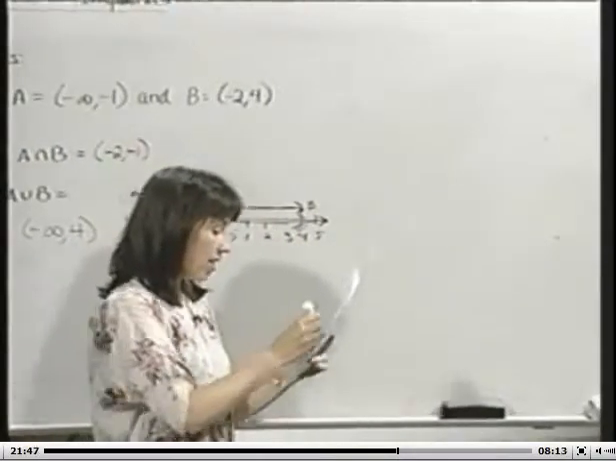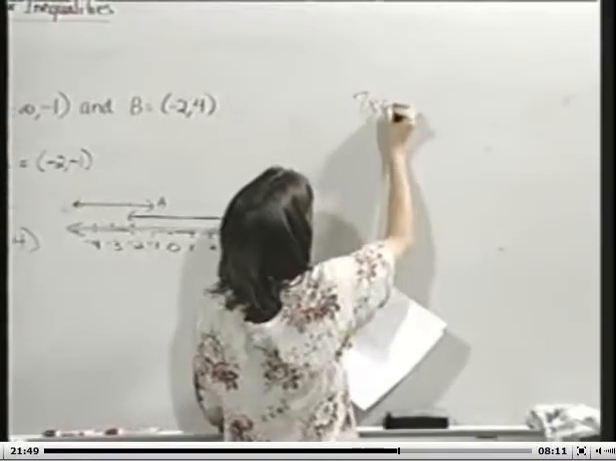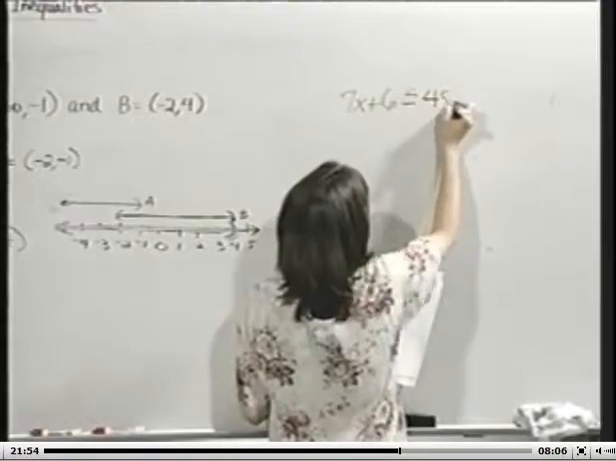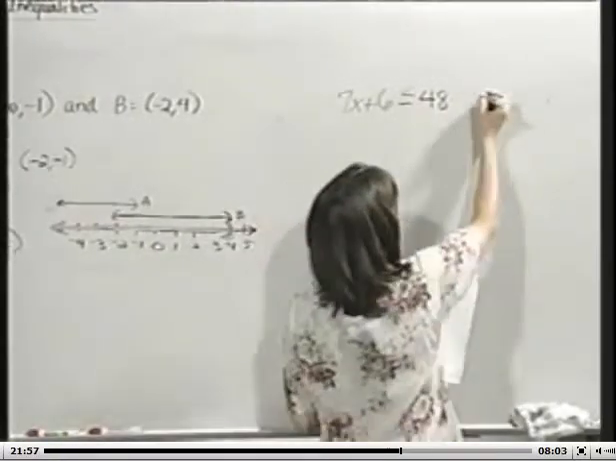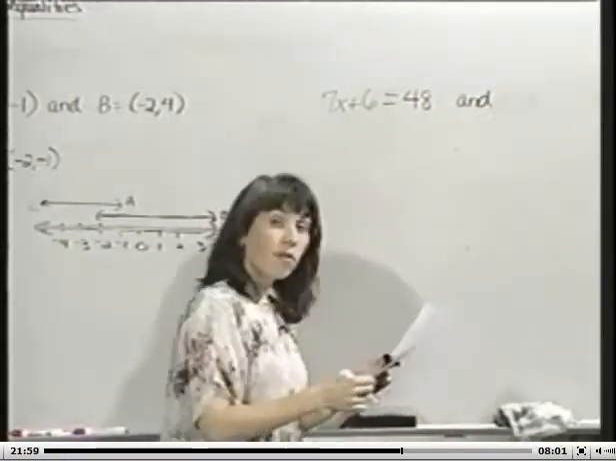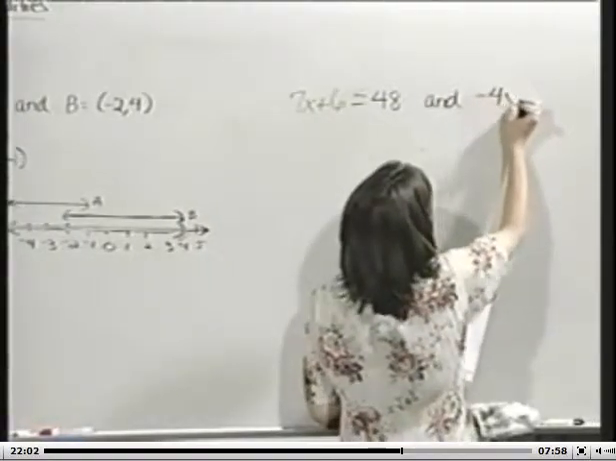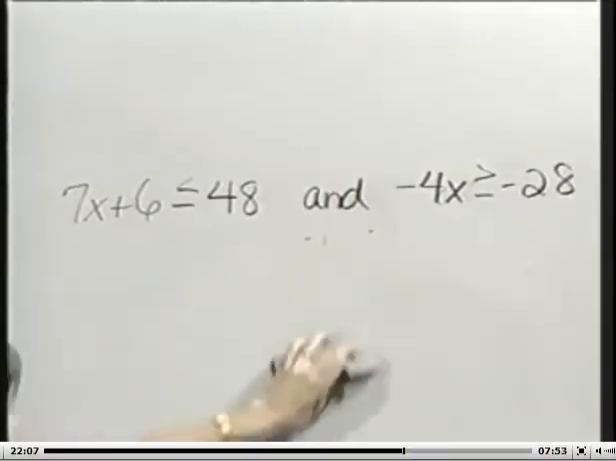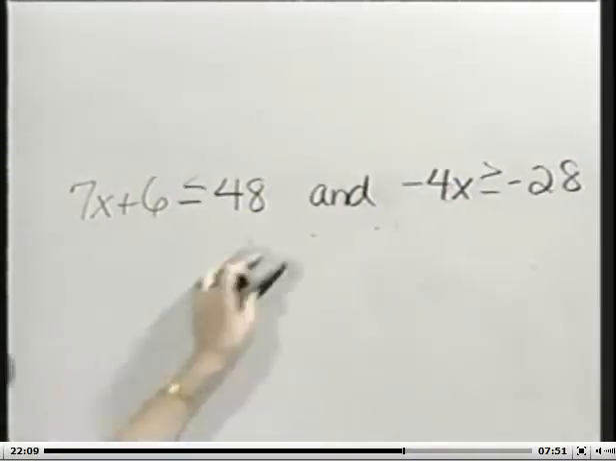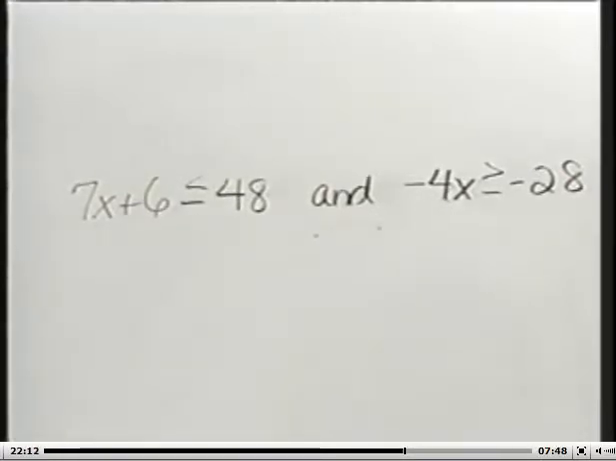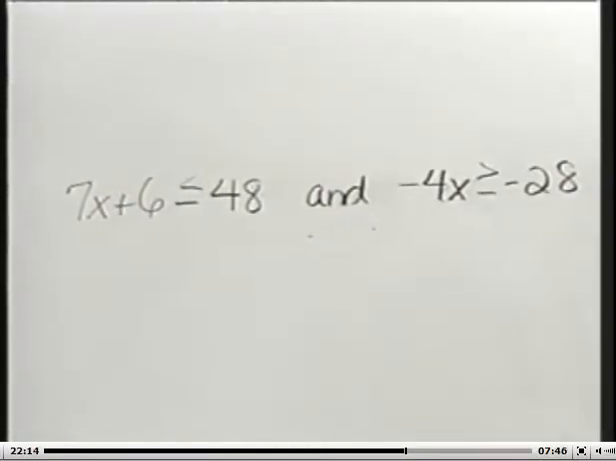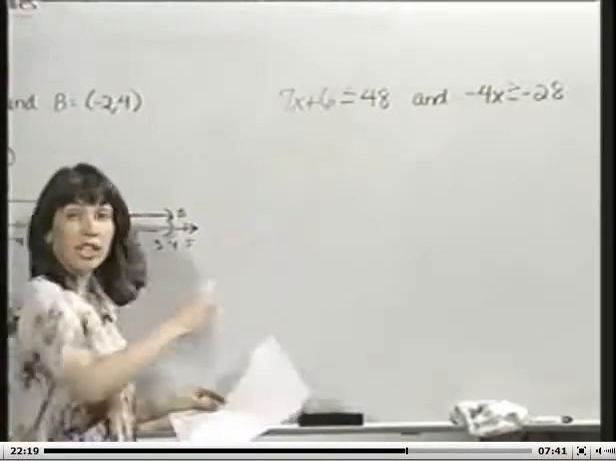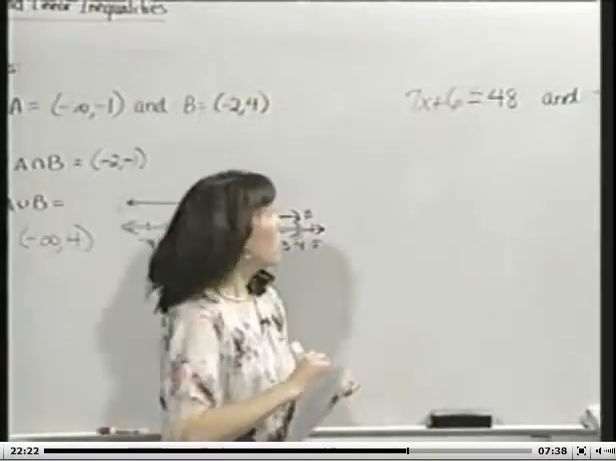Here we go. Let's take 7x plus 6 is less than or equal to 48, and -4x is greater than or equal to -28. 7x plus 6 is less than or equal to 48, and -4x is greater than or equal to -28. First step is solve each inequality separately. So how would we solve the first one?